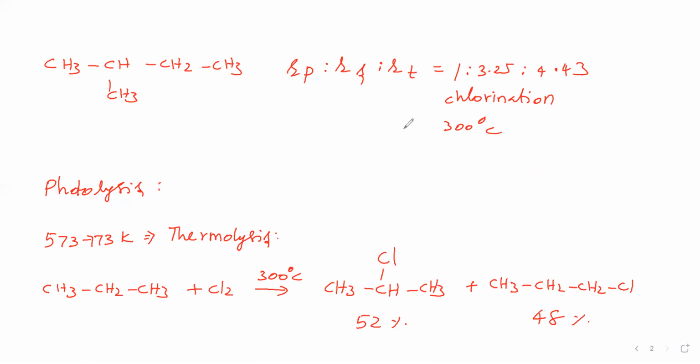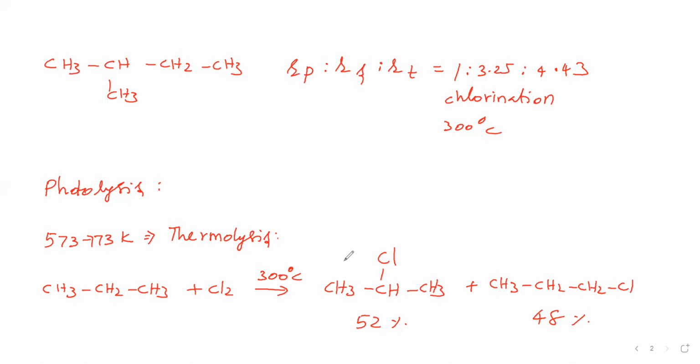Now we will see the rate of halogenation. The rate of halogenation: primary is going for 1 time, means secondary will go for 3.25 times. If primary hydrogen is going for halogenation, we got the product here. If secondary hydrogen is going for halogenation, we got the product here.